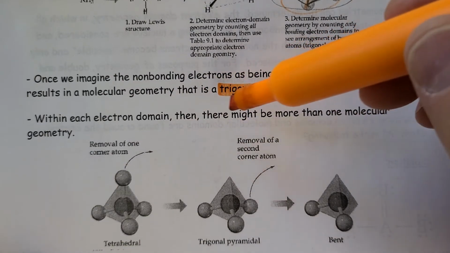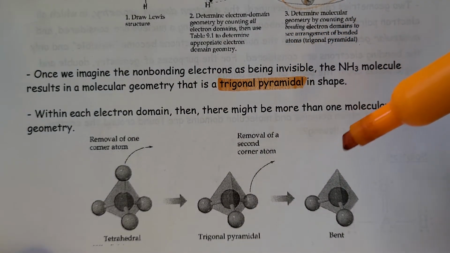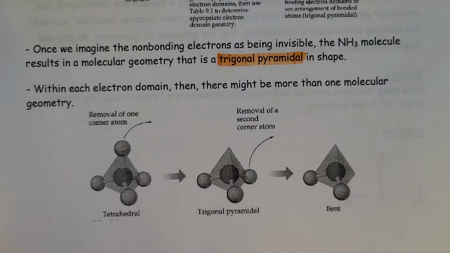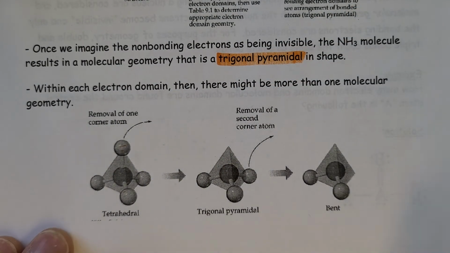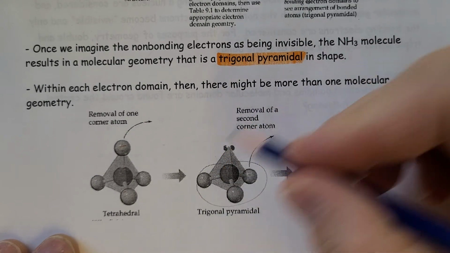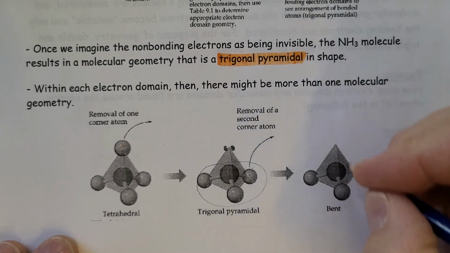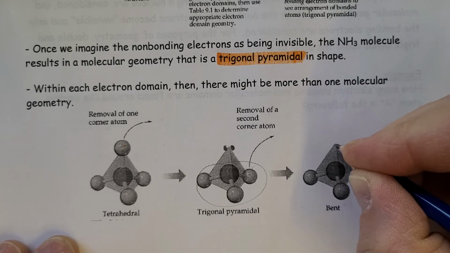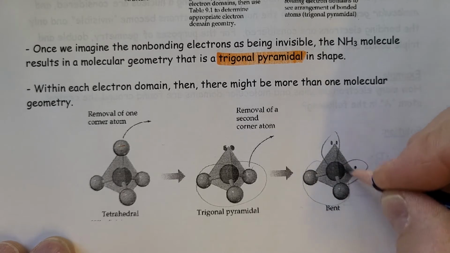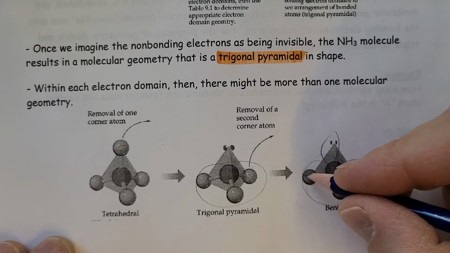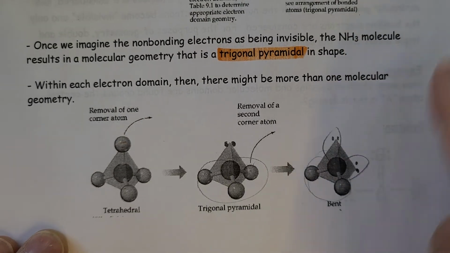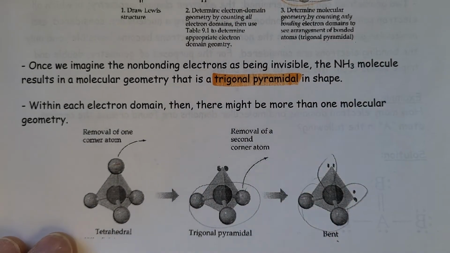Within each electron domain, there may be more than 1 molecular geometry. So if I start off with tetrahedral, if I remove that 1 atom and I get that trigonal pyramid shape, I know that there still is a lone pair up there, but I'm only looking at this. If we take away another atom, yes, we know there's a lone pair here and a lone pair here, but what our eyes see is a bent shape. So that is referred to as a bent structure in terms of molecular geometry.